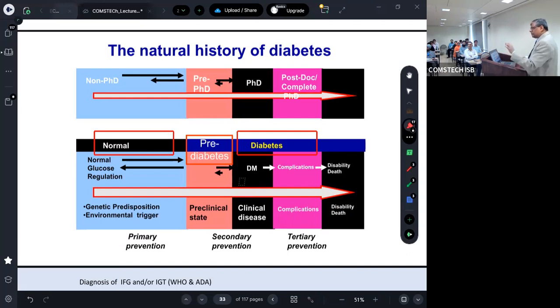So if you have some fever, today you are fine, tomorrow you may develop some minor disease, fever, dysentery, these kinds of things. But in diabetes, it takes a long time. So I'm giving an example.